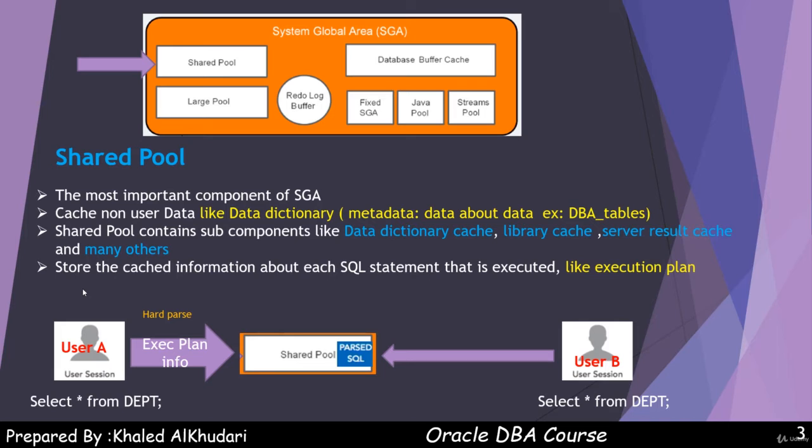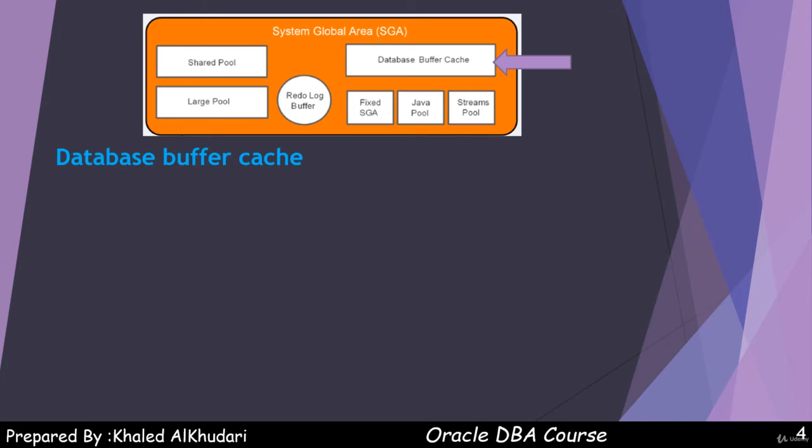And we call this a soft parse. Now let's talk about the database buffer cache. This is the second component of the System Global Area. Actually, it is responsible for caching database user data. So this is the difference between the shared pool and the database buffer cache. It caches the data for the user.